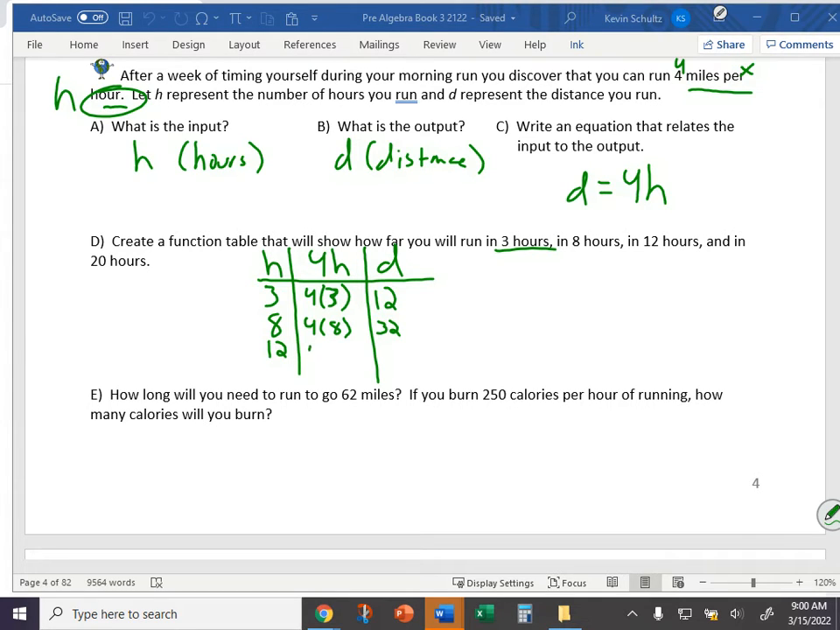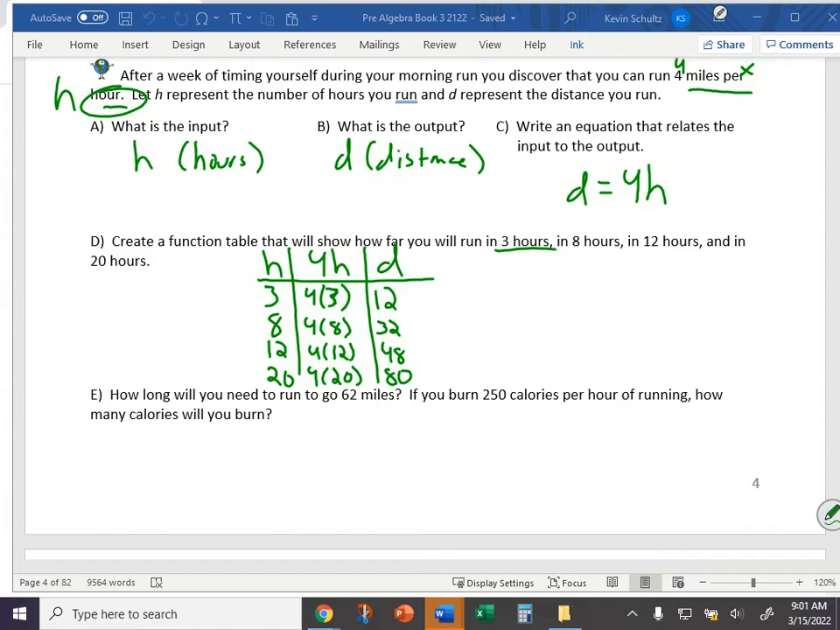4 times 12, or 12 times 4, which gives us 48. What if we run for 20 hours? 80, which you get from taking 4 times 20. 80. So the whole purpose of a function table or an input-output table is to allow us to be able to test stuff. What happens if this? What happens if that? Okay.